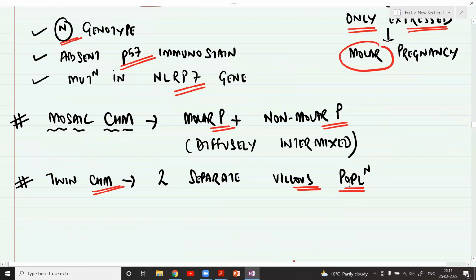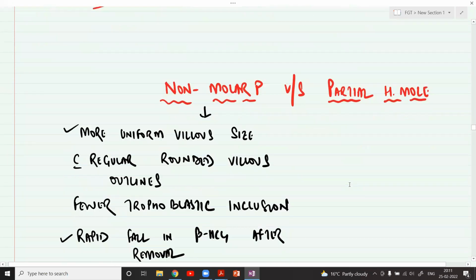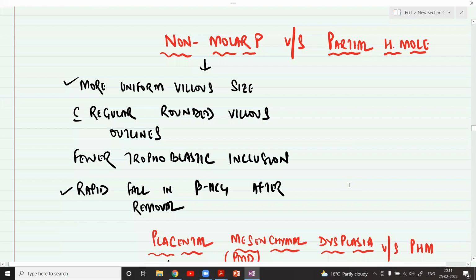Any doubts anyone is having with regards to the molar pregnancy? Acha, yes, this one is also left. Sorry. Now, one of the very important differential diagnoses of the partial hydatidiform mole is non-molar pregnancy. So sometimes we can have miscarriage because of a non-molar reason. Maybe some chromosomal abnormality or something else is there. So how do you differentiate a non-molar pregnancy from a partial H mole? This becomes the first important differential diagnosis.